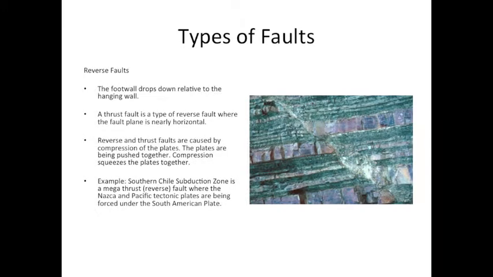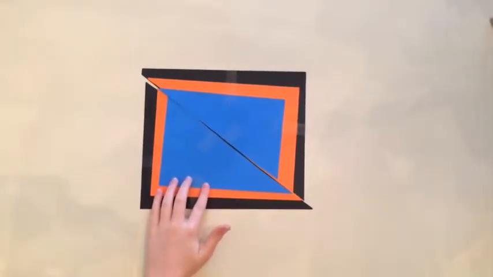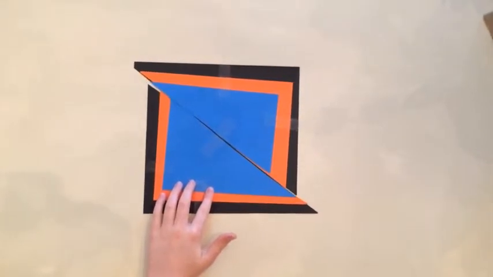The next type of fault is a reverse fault. The footwall drops down relative to the hanging wall. A thrust fault is a type of reverse fault where the fault plane is nearly horizontal. In reverse faults, the plates are being pushed together. An example is the mega thrust fault in southern Chile. Here, the footwall drops relative to the hanging wall.